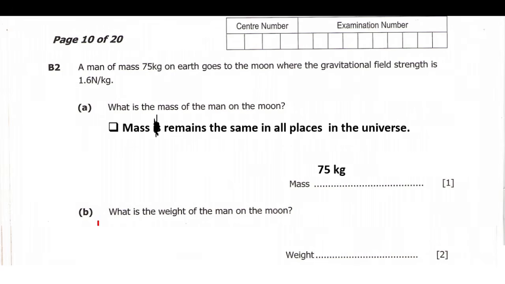Then here they're saying B, what is the weight of the man on the moon? So weight is a force which is given by weight is equal to mass times gravity. Since on the moon, the acceleration due to gravity is 1.6, and the mass is 75, we'll say weight is equal to mass 75 times acceleration due to gravity, which is 1.6. Then when you multiply this, you get your answer as 120 newtons.